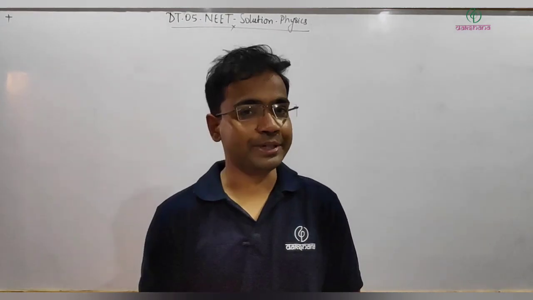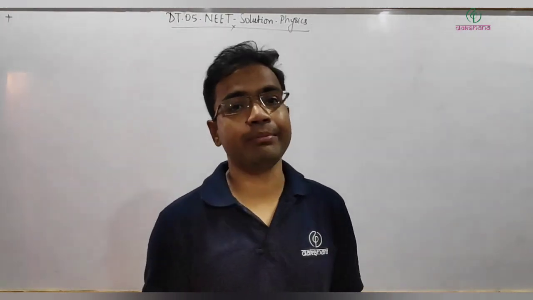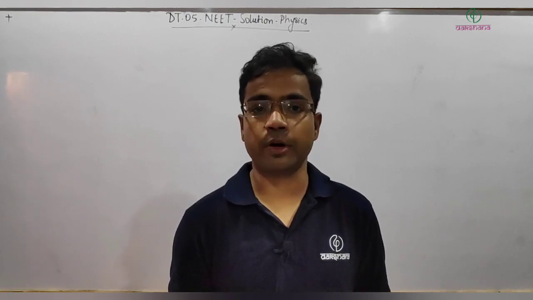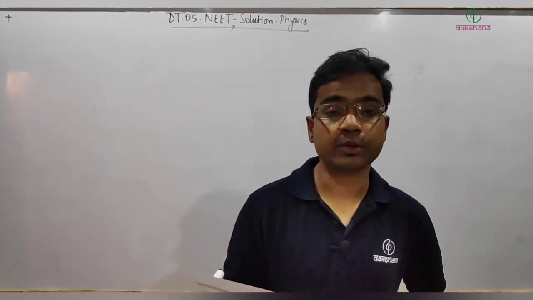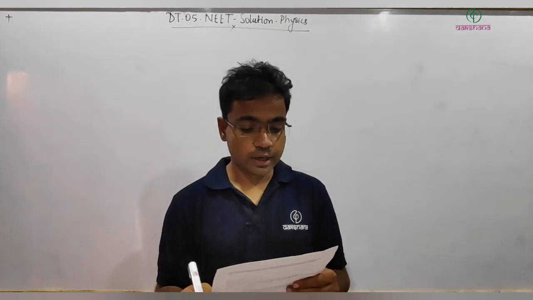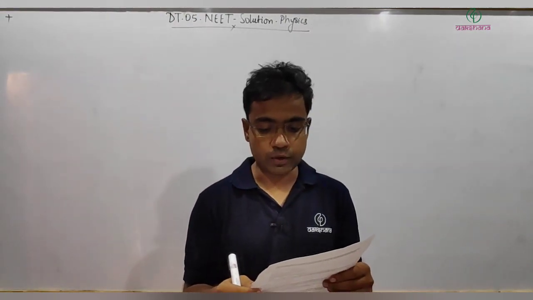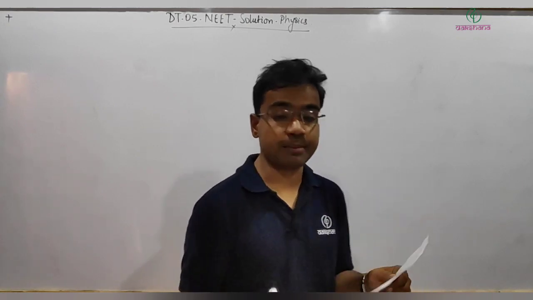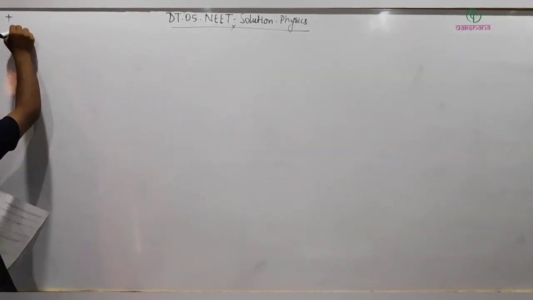I hope everyone did their best in the DT05 NEET exam, and let me discuss the solution for the physics part. We're starting with question number 1. A ball is dropped freely while another is thrown vertically downward with initial velocity v from the same point simultaneously. After t seconds they are separated by a distance of.